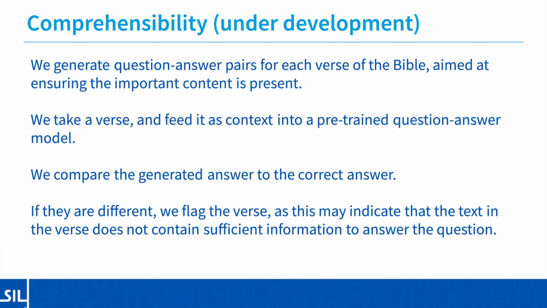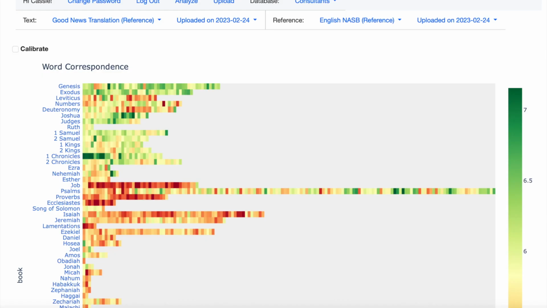We compare the generated answer to the gold standard answer from our dataset. If they are significantly different, we flag the verse, as this may indicate that the verse does not contain the correct information to answer the question. So now I'll present a couple of examples of these assessments in our Aqua user interface. One example will compare two published translations to each other, and the other will use an unpublished translation.